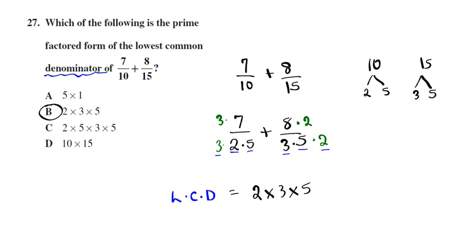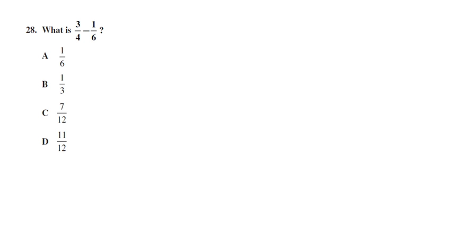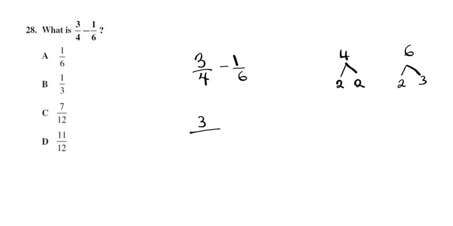Alright, let's move on to 28. It says, what is 3 over 4 minus 1 over 6? The denominators are different, so we need to make them common. To make them common, we need to break them down first. So 4 breaks down into 2 times 2, and 6 breaks down into 2 times 3. So we're going to have 3 over 4, which is 2 times 2, minus 1 over 6, and 6 is 2 times 3.